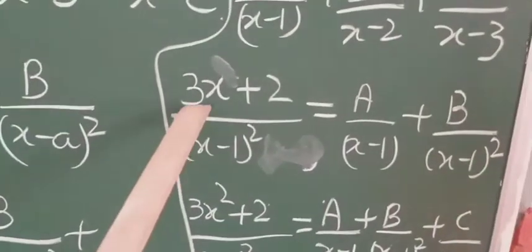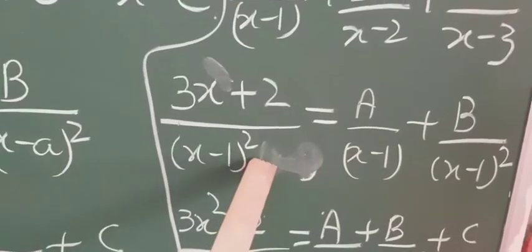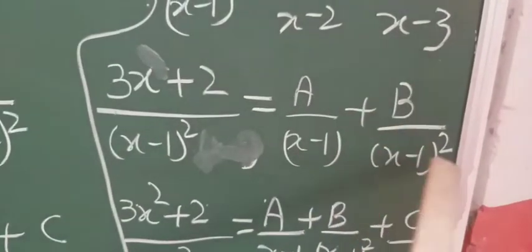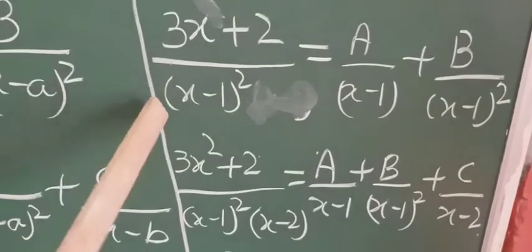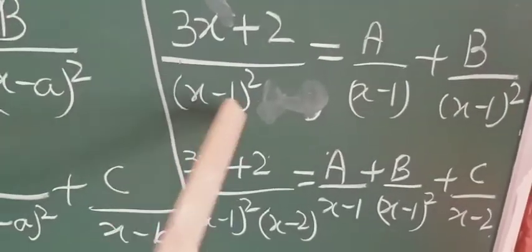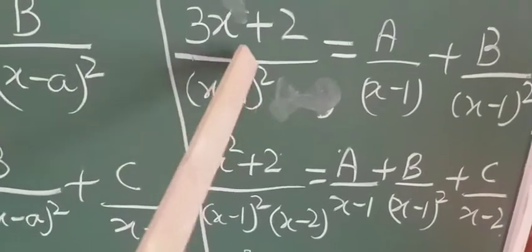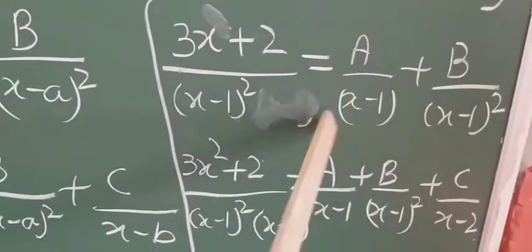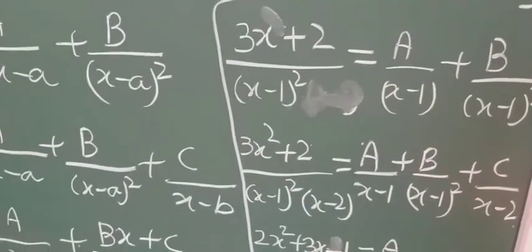Now student, in this case you can see 3x plus 2 upon x minus 1 whole square is given. So we will take a upon x minus 1 plus b upon x minus 1 whole square. If, students, in the denominator three factors are there and all three factors are same, meaning x minus 1 whole cube will be there, then we will take a upon x minus 1 plus b upon x minus 1 whole square plus c upon x minus 1 whole cube.